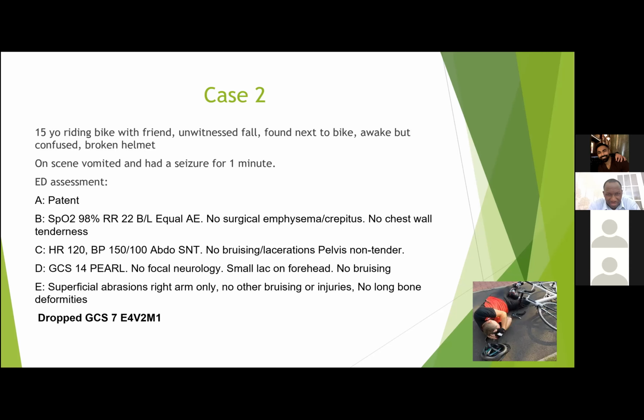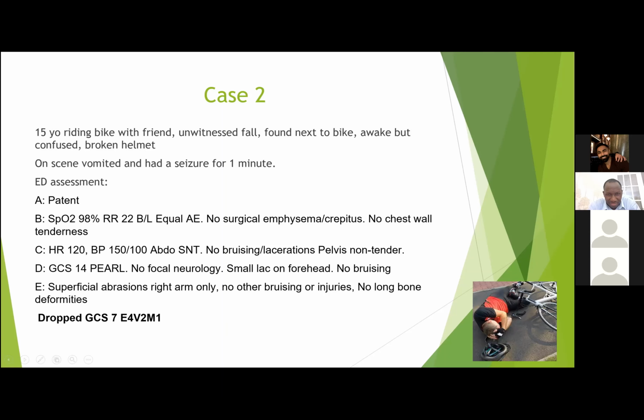By the time he came to ED, though, his airway was patent, he was awake, sats were 98, there was no surgical emphysema or crepitus, no chest wall injury at all. He was slightly tachycardic, but his blood pressure was holding. Abdo was soft and non-tender, no bruising. But neurologically, his GCS was 14 because he was awake and following commands, but he was still confused, so he dropped 1 for verbal. But otherwise, his pupils were normal, and there were only superficial abrasions. But then he dropped his GCS at this point to 7.